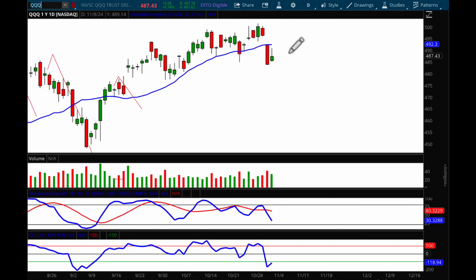So we could see a little bit of a zigzag, but that gap right there is something that you want to keep an eye on, because once that gap fills, remember what I just said, 80% of the time after the gaps fill, prices reverse. And that's the same on the gaps that are above the market as well.